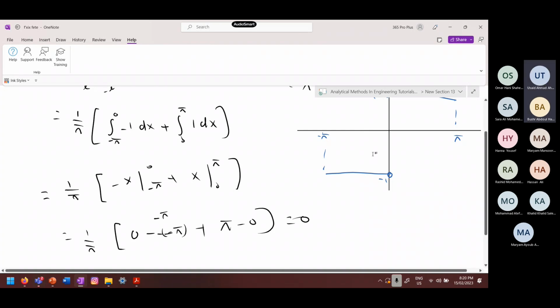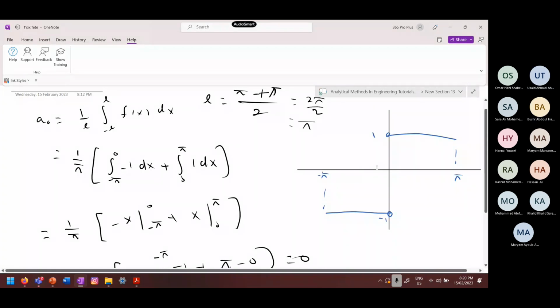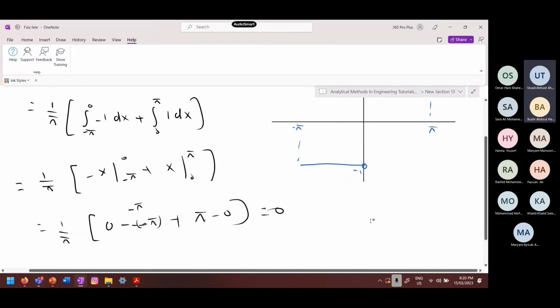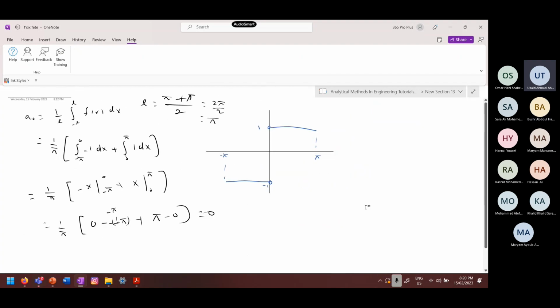Said, you were asking me about the shortcuts. Look at this, it's an odd function. What does this mean? A0 and An are 0, and Bn has a value. So we don't need to calculate A0 or An. In this question, Dr. Shabi is really nice to you. He'll give you this drawing and ask you to find A0 and An.